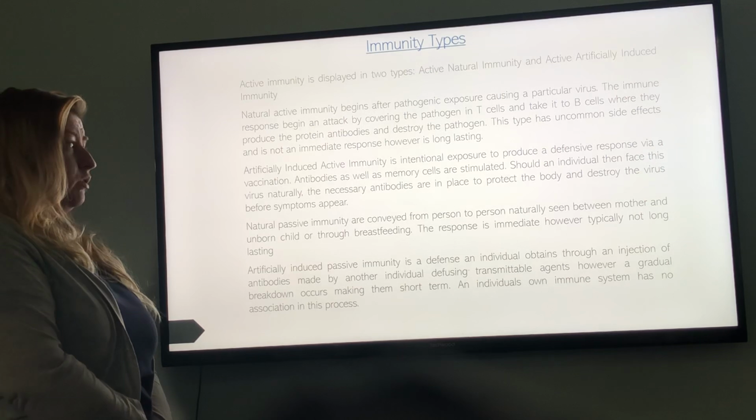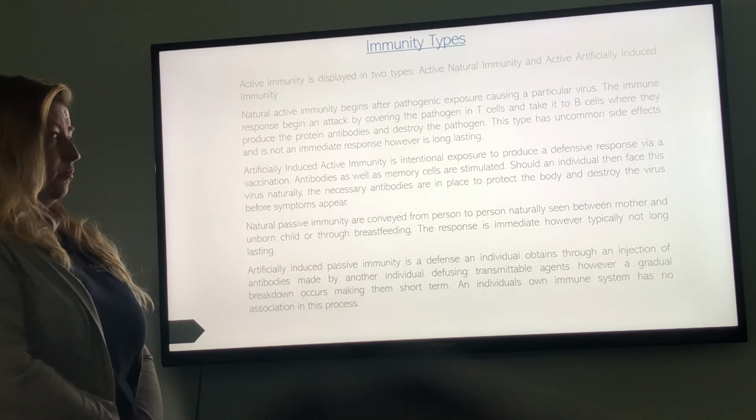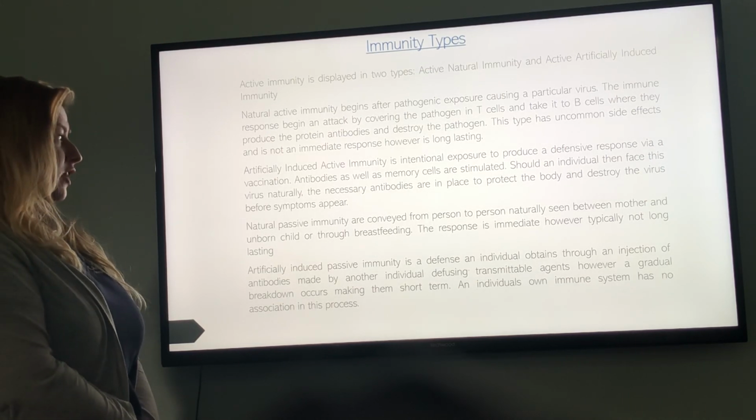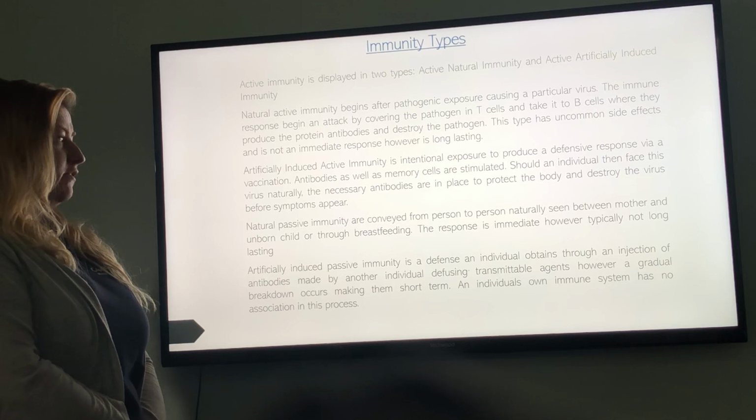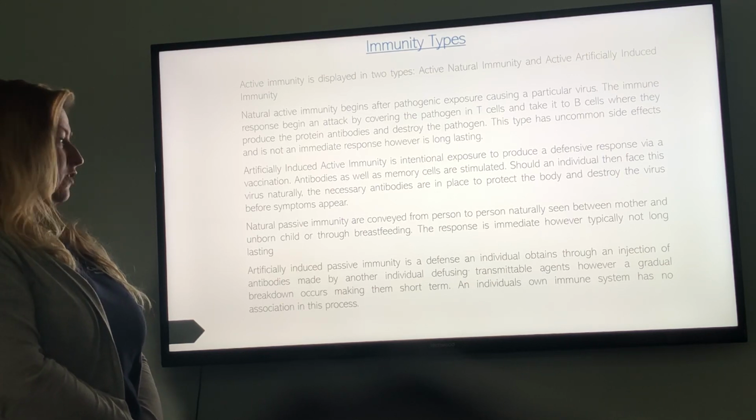Artificially induced active immunity is intentional exposure to produce a defensive response via vaccination. Antibodies as well as memory cells are stimulated. Should an individual then face the virus naturally, the necessary antibodies are in place to protect the body and destroy the virus before symptoms appear.